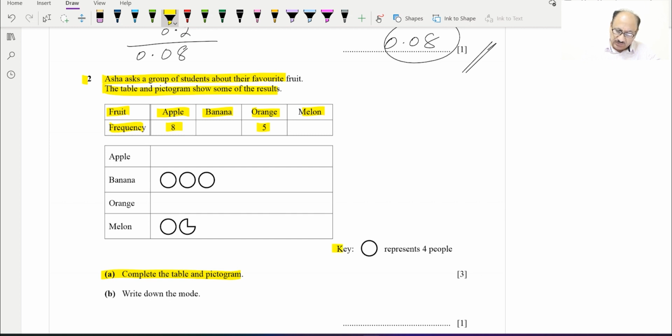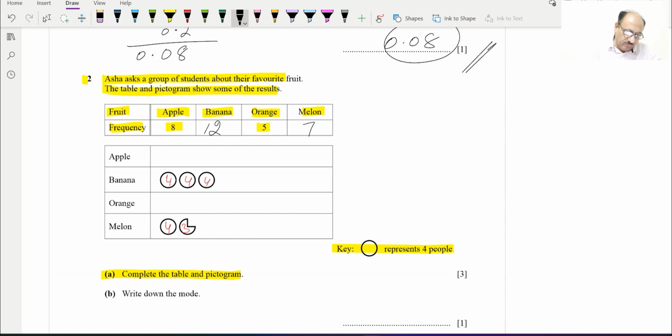So this key is important for our understanding. One circle represents 4 people. So banana will be 4, we can take this as 4 plus 4 plus 4. So this will be 12, and our answer for banana will be 12. Similarly for melon, we can write this as 4, and this will be 3. So 4 plus 3 will be 7. So our answer for melon is 7.